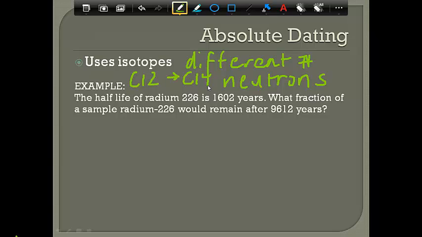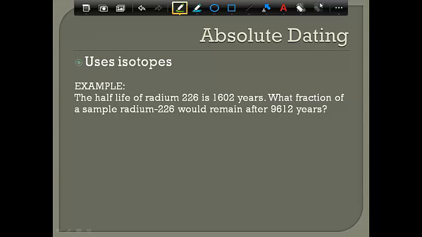Right, so let's just give an example before we get to this word problem down here. If I have a fossil here and it's got 4 carbon 12s in it, and it's got 4 carbon 14s in it, that tells me that it's had half of its carbon 12s change into carbon 14s.